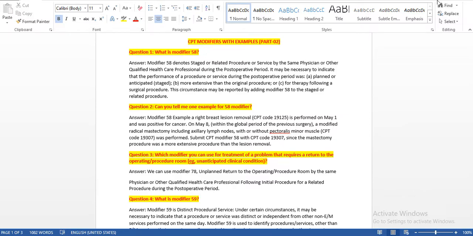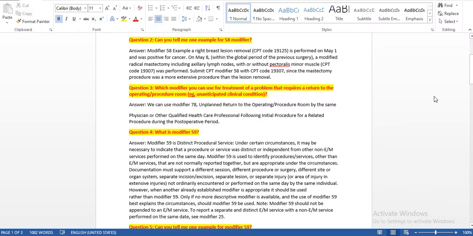Don't worry about this definition. Anyway, we have one example following this question. So basically, in one word, modifier 58 is used for a staged procedure.